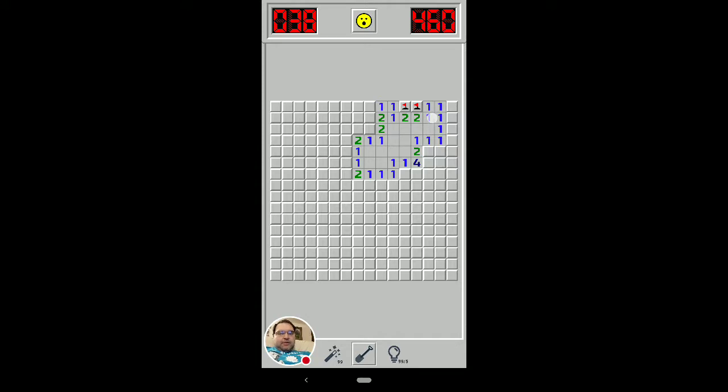So again, if you see the 1-2-2-1 pattern there against a flat wall, it's an extension of the 1-2 pattern. So that one will be a mine, that one will be safe, that one will be a mine, and that one will be safe. And as a bonus, because of the 1-2-2-1, you also know that these ones are going to be safe because these ones will now be touching a mine.